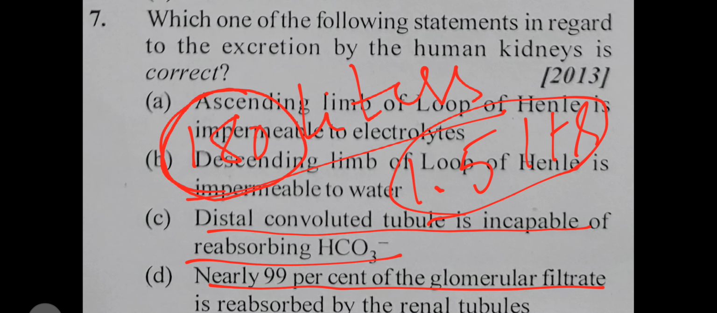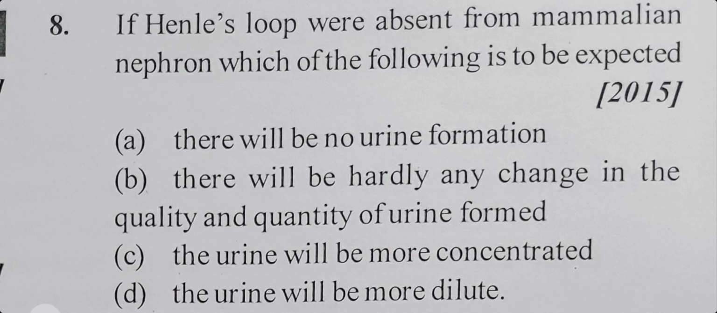That means if there is no reabsorption, then whatever filtrate is taken in at the Bowman's capsule, all that amount of water will remain as such and move to the collecting duct. Then it will be very dilute. If the water is not reabsorbed, it remains in the filtrate, and that high amount of water will cause dilution of the filtrate. So the answer is the urine will be more dilute.